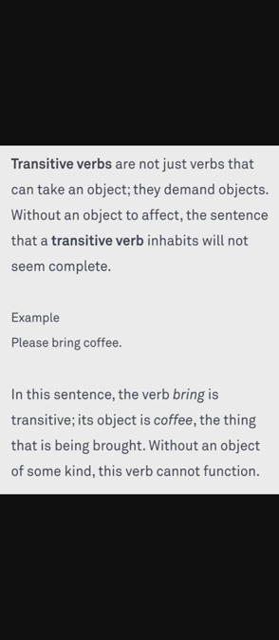Now the thing is how to identify a transitive verb. Transitive verbs are not just verbs that can take an object. They demand objects. Without an object to act upon, the sentence that the transitive verb inhabits will not seem complete. You can see this example: please bring coffee. In this sentence, the verb bring is transitive. Its object is coffee, the thing that is being brought. Without an object of some kind, this verb cannot function. If you just write please bring, definitely it's giving no meaning.